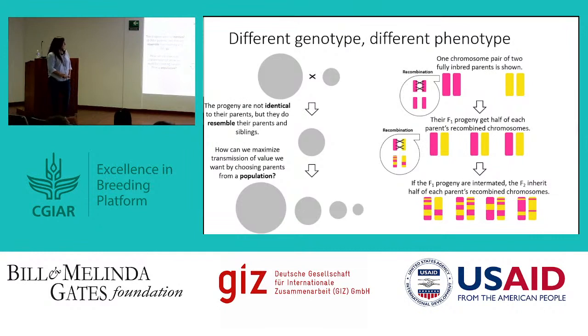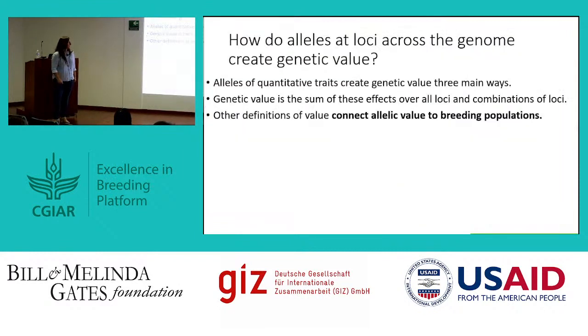So the question we ask is how we maximize transmission of value by choosing parents in a population. And to answer this, we need to think more about how alleles at loci across the genome create genetic value.